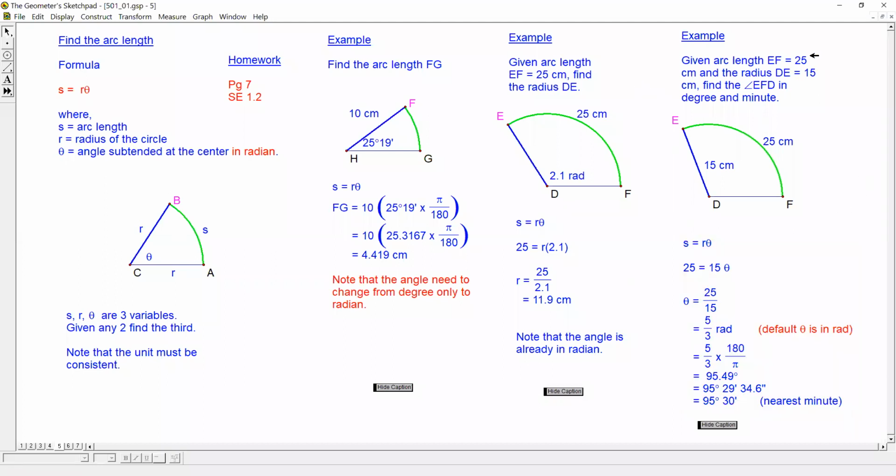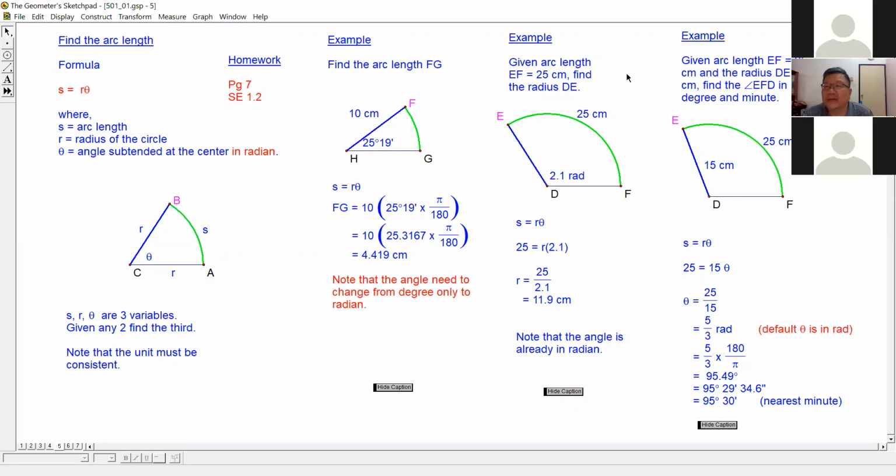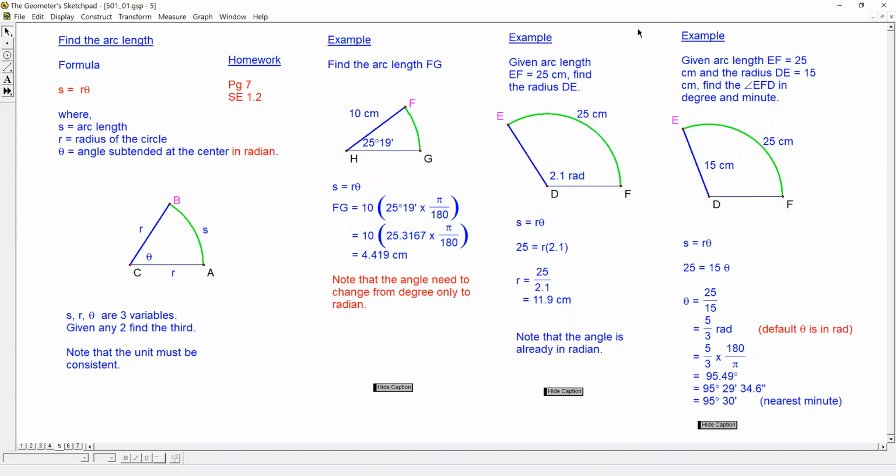Any question? Teacher, yes. If the question didn't just ask us to find the angle EFT, they didn't ask us to find it in degree and minute, what answer must we write? If it is not asked, then you can leave the answer in radian or in degree. You can leave in either one. But normally in the exam, if the answer is in radian, they will ask you for degree. If it is in degree, they won't ask you for radian.